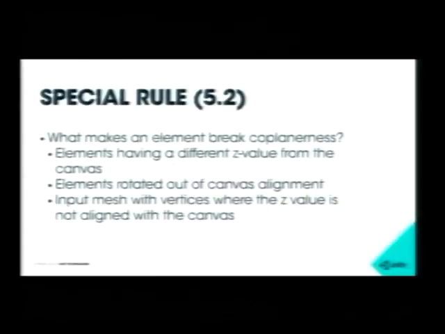So what will make an element break coplanarness with the canvas? There are a few things that can do this. If elements have a different Z value from the canvas, it will break coplanarness. If the elements are rotated outside of canvas alignment, it will break coplanarness with the canvas. Or if you specify a 3-dimensional input mesh where all of the vertices are not aligned with the canvas.